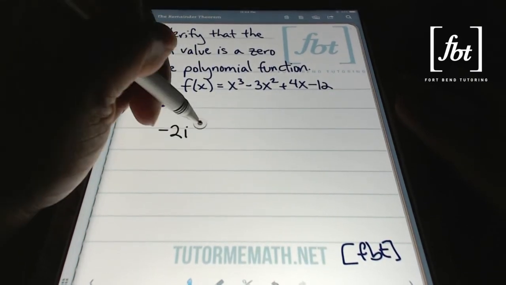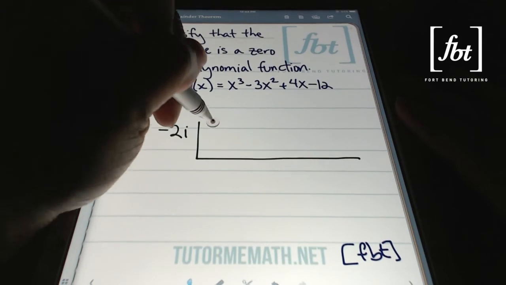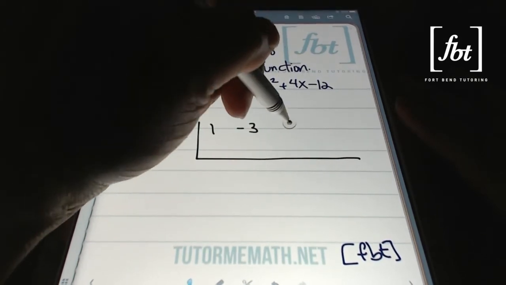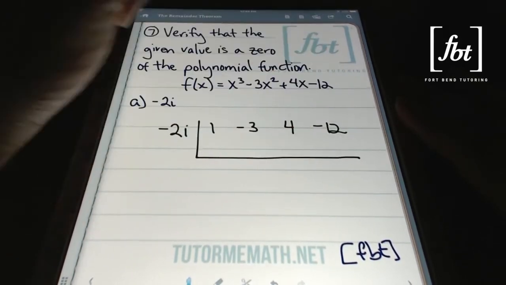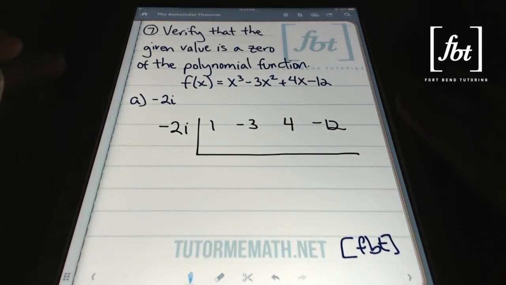We'll have negative 2i on the outside of my synthetic division setup, and we have 1, negative 3, 4, and negative 12.